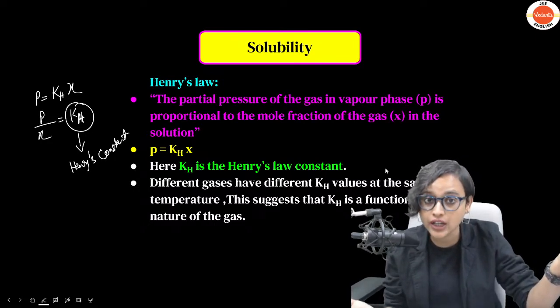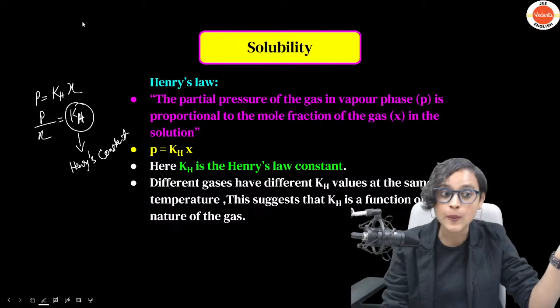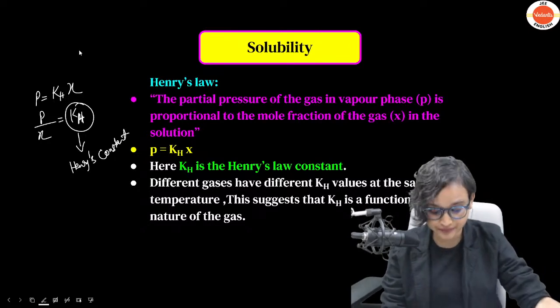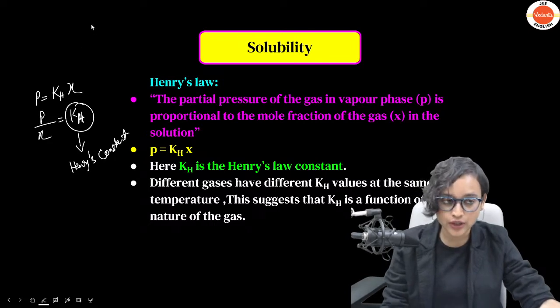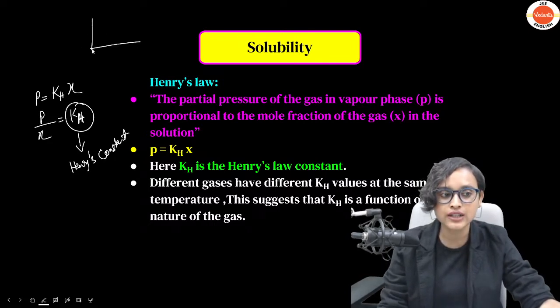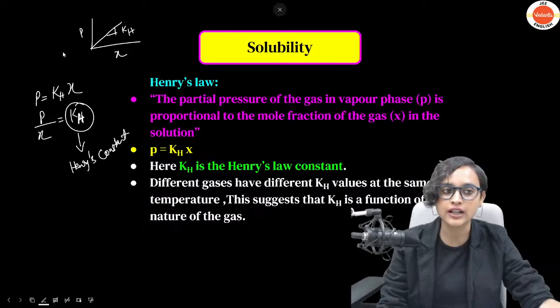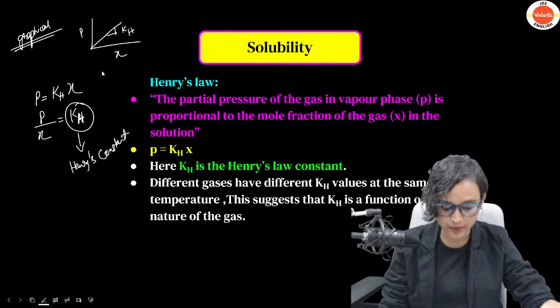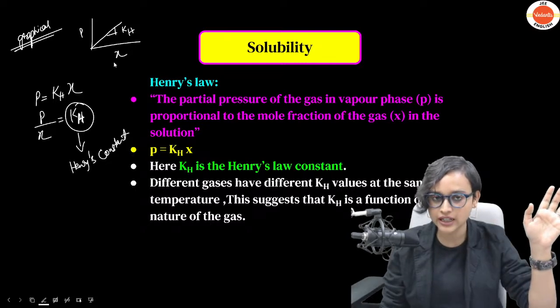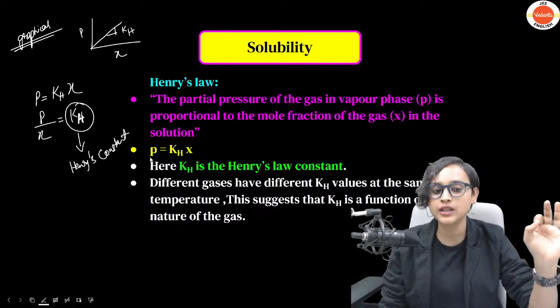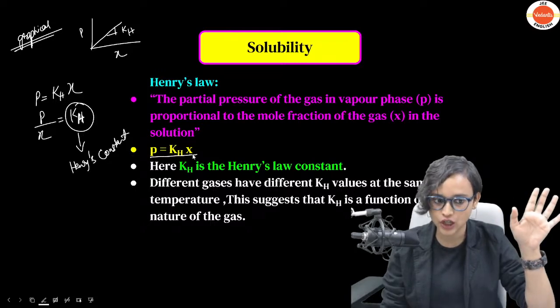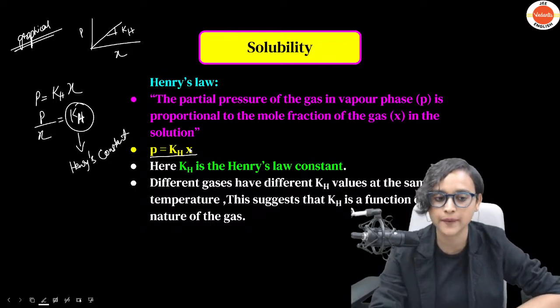Was Henry's law too difficult? It wasn't, right? You can also do this here: if you draw a graph of P and chi, then the slope will give you KH. Graphical representation of Henry's law is like this. Easy peasy biryani tasty, absolutely. All you have to remember is P is equal to KH chi.